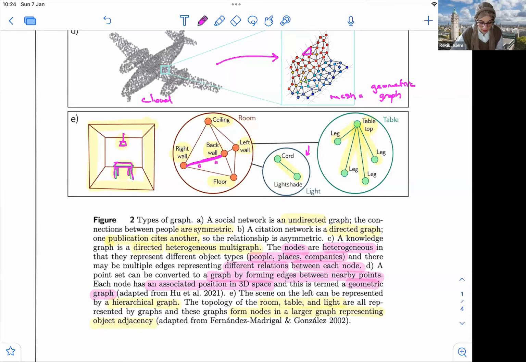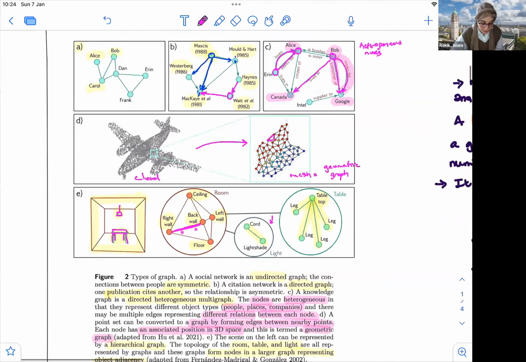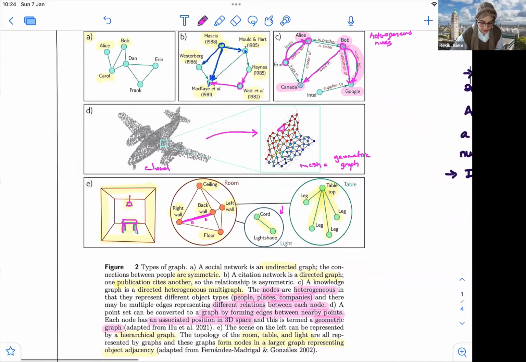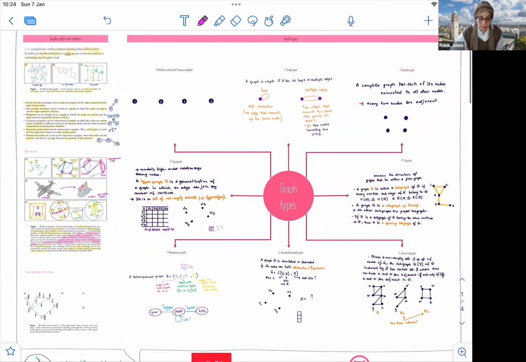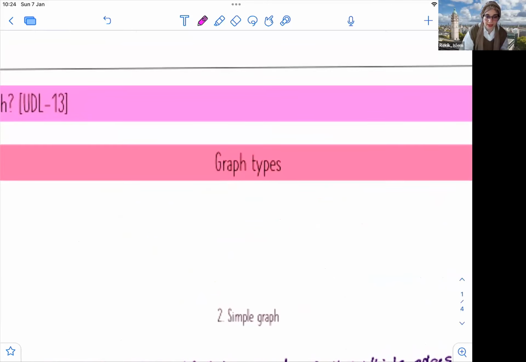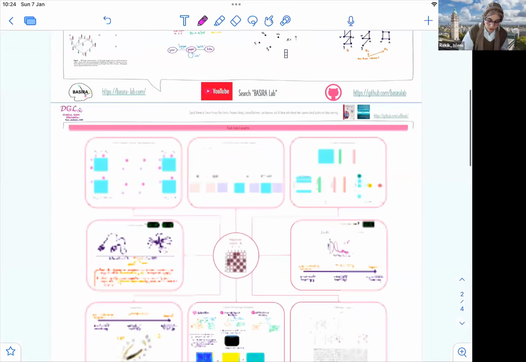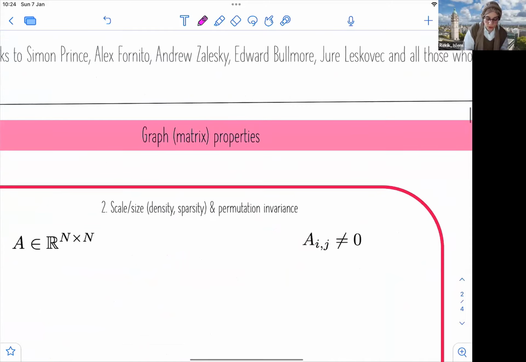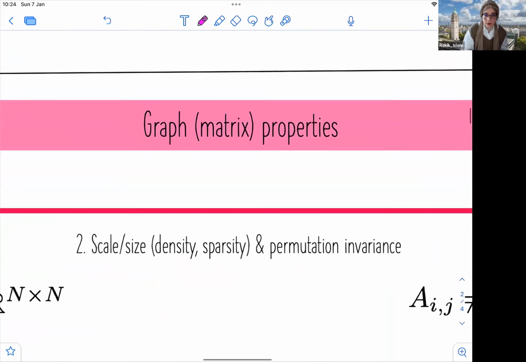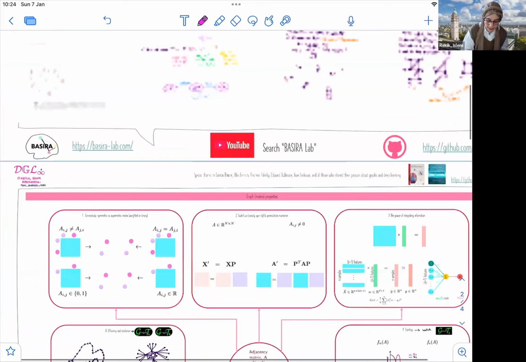And we can define these properly: directed, undirected, multi-graph, heterogeneous graphs, hierarchical graphs. So first, we will start by exploring together different graph types, and then we will move into graph properties, or the graph matrix properties. So this is the second part.